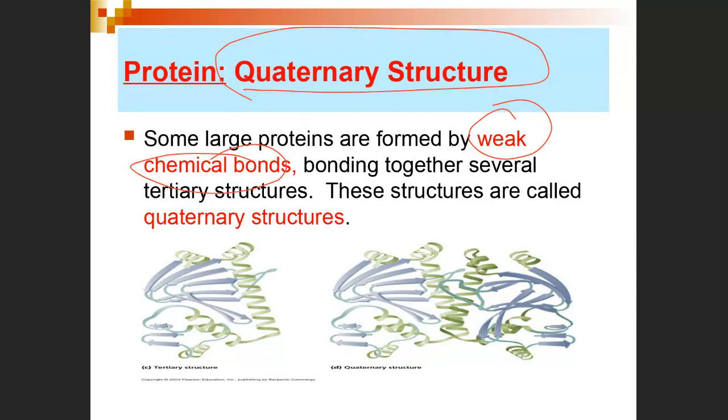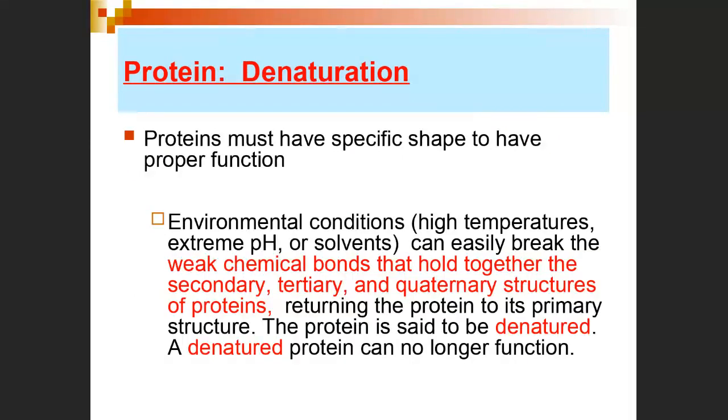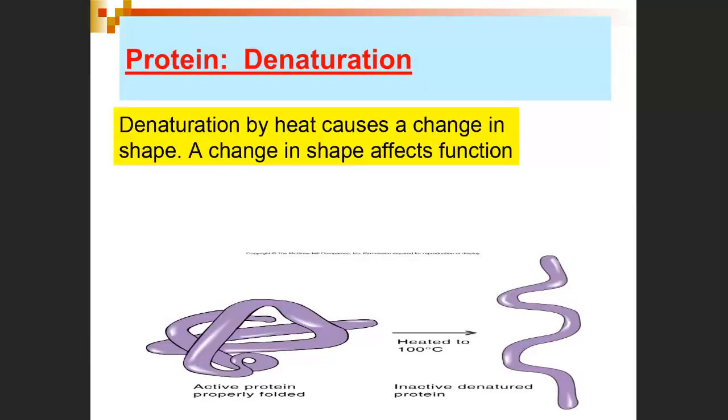Now, notice that quaternary, tertiary, and secondary structures are made by weak ionic and hydrogen bonds. These bonds are easily broken by changing the environmental conditions. So if we change pH, temperature, salt concentration, these bonds will break and the protein begins to unfold. We call that the denaturing of the protein. And so proteins are fairly easily denatured back to the primary structure.